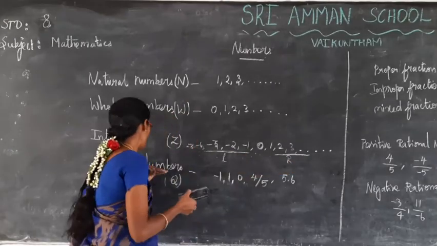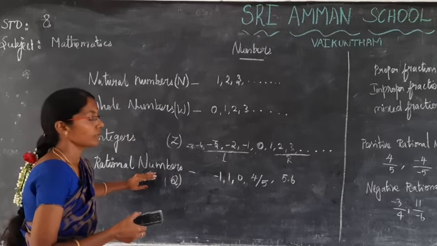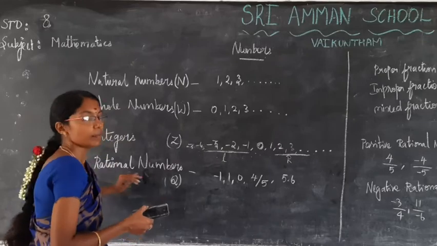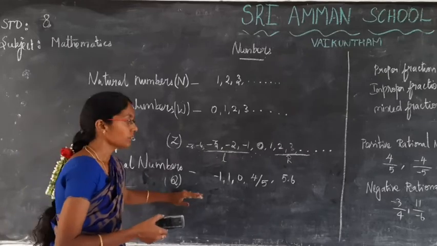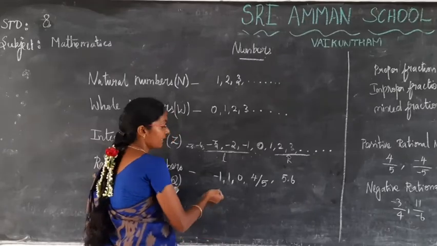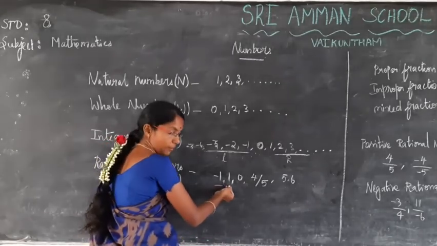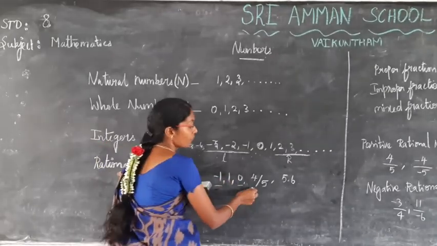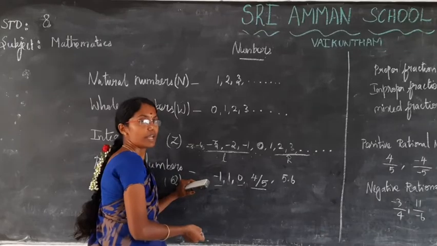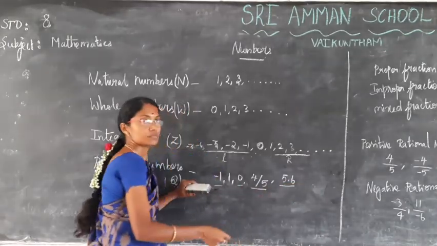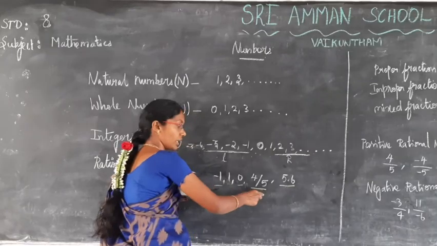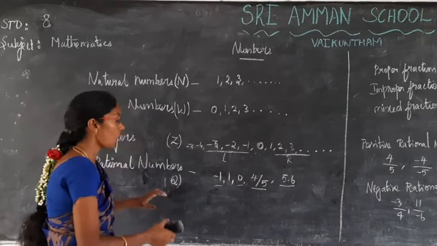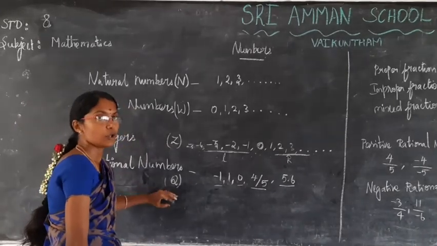Next one, rational numbers. Rational numbers are represented by the letter Q and they include integers, positive and negative numbers, whole numbers, that is 0, and also fractional numbers and decimal numbers. They include whole numbers, integers and natural numbers. Rational numbers include all the numbers.